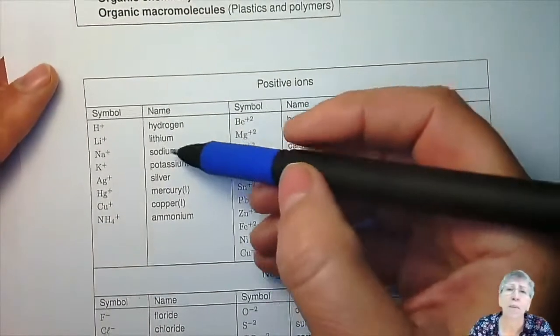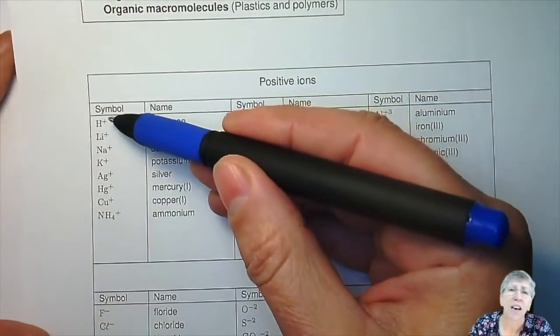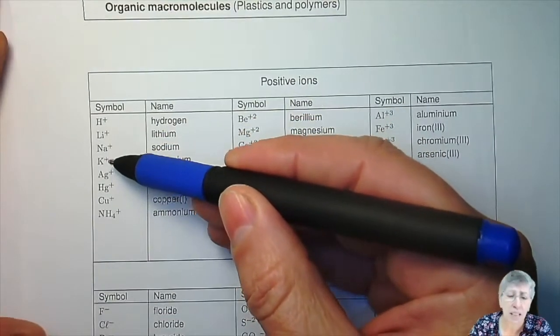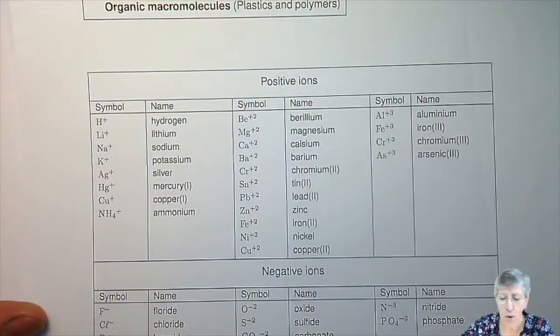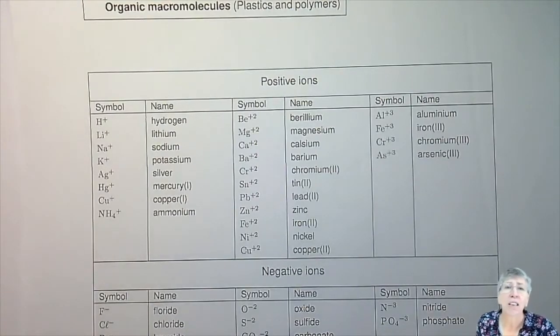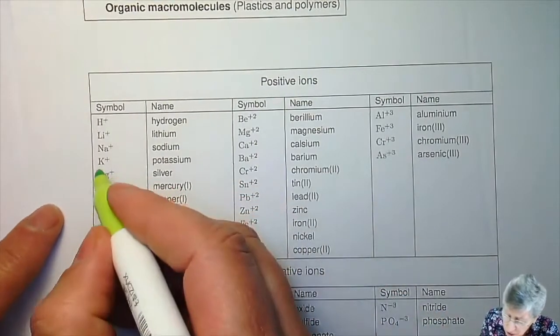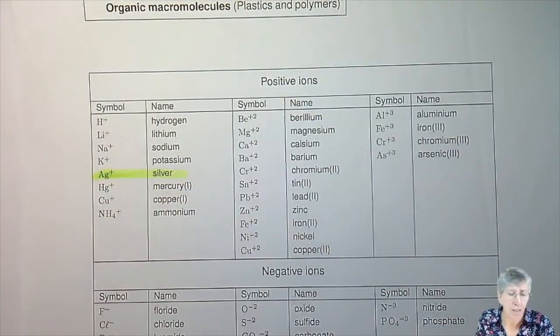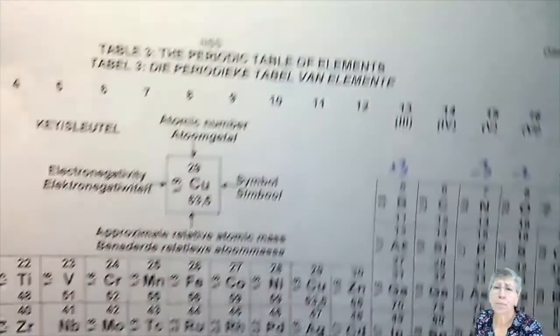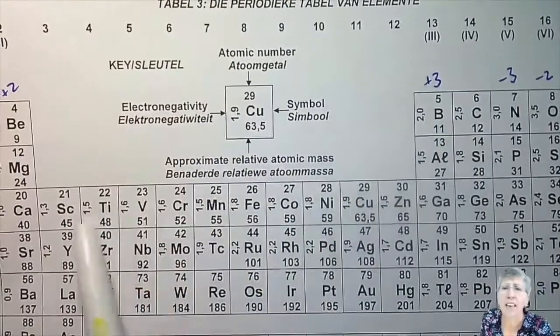So for instance, if we look at the positive ions, hydrogen, lithium, sodium, potassium, they're all in group 1, which immediately made them +1. You only needed to know the symbol. But then we get to silver. Now, silver is one of the transition metals. You find them over here in the periodic table.